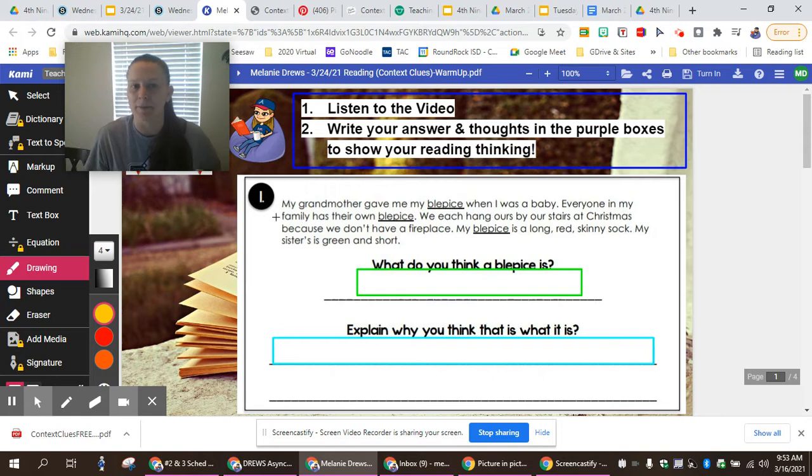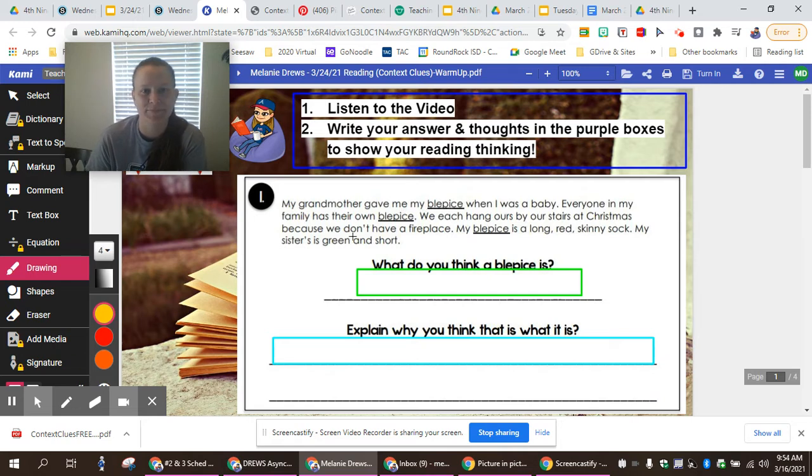My grandmother, oh, by the way, these are totally made up words. Okay, so you're going to hear them and go, what? They're made up words, okay? The words that we're finding out, the underlined words. My grandma gave me my blepice. I think I figured out how to read it, but that's the one I don't know what it means, okay?